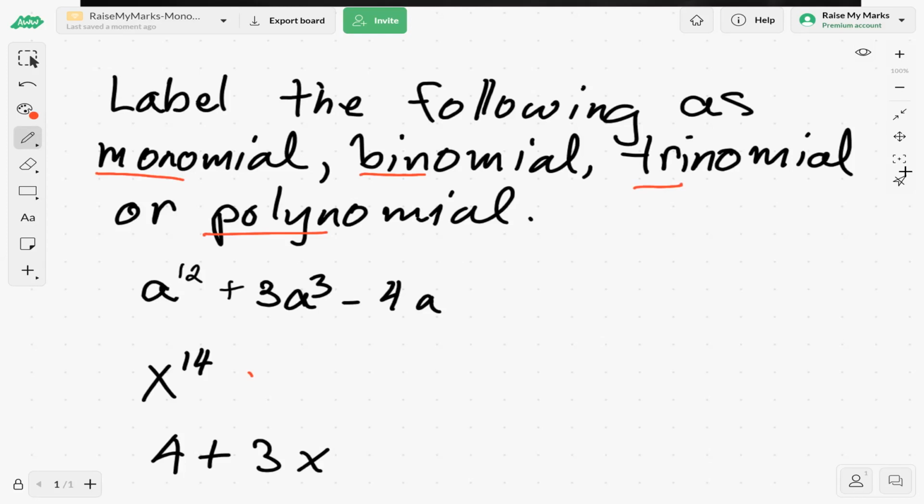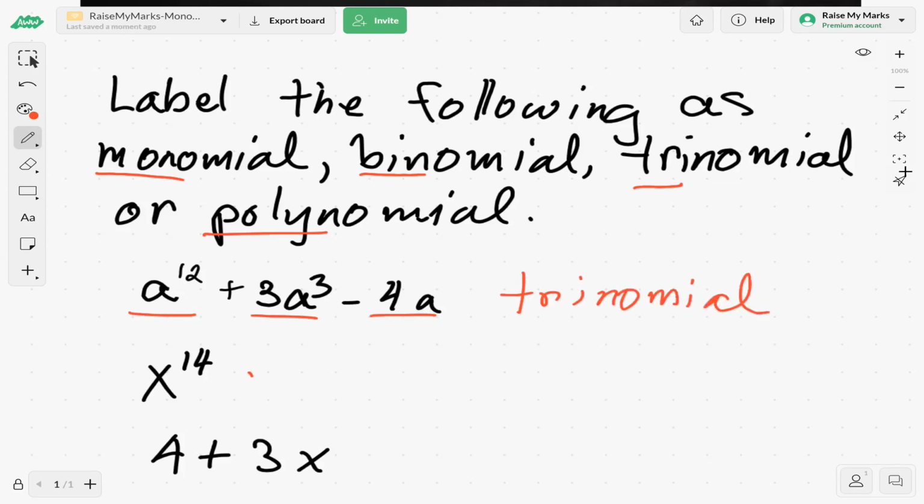So let's have a look at the first one. So we have a to the power 12 plus 3a cubed minus 4a. So how many terms do we have? 1, 2, and 3. So we have a trinomial.